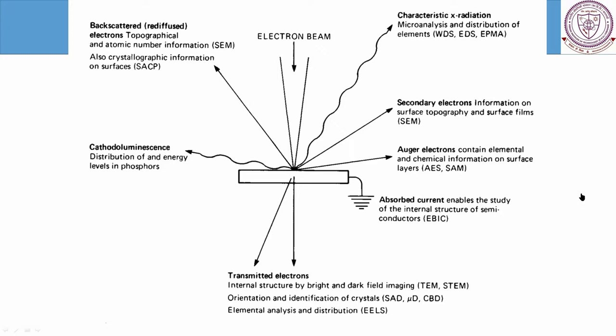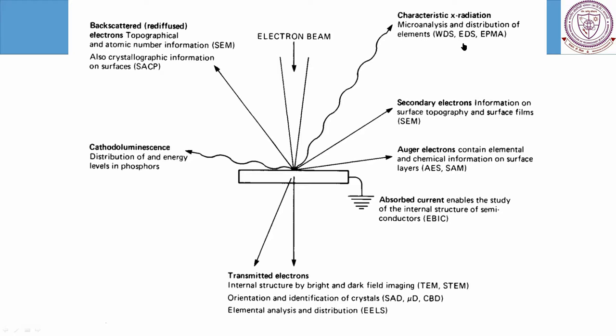In the next slide, we are repeating what you can get. There is an electron beam and there is a specimen. The upper part is only for the scanning electron microscope, right? All these features that you are able to see are for the scanning electron microscope. Whereas once the beam is passing through, this part belongs to the transmission electron microscope. You can have the internal structure, the orientation and identification of crystals, and the elemental analysis.